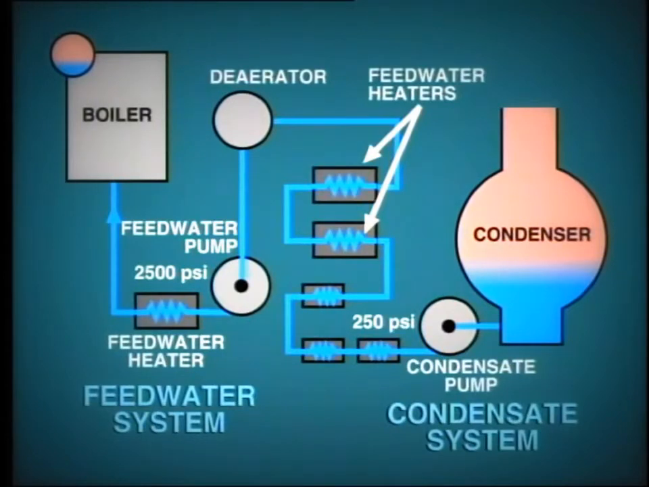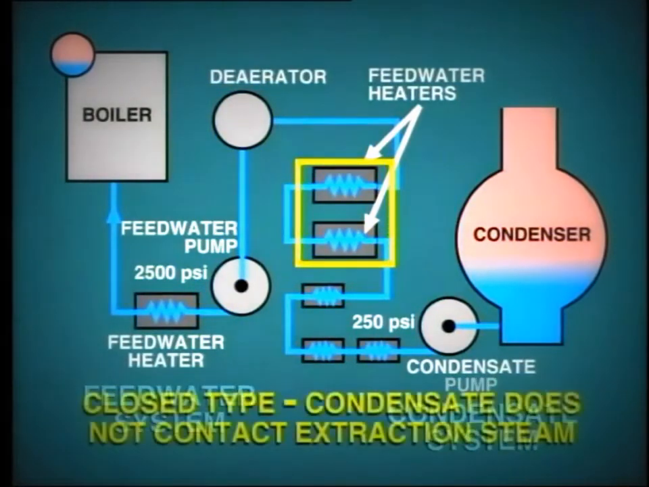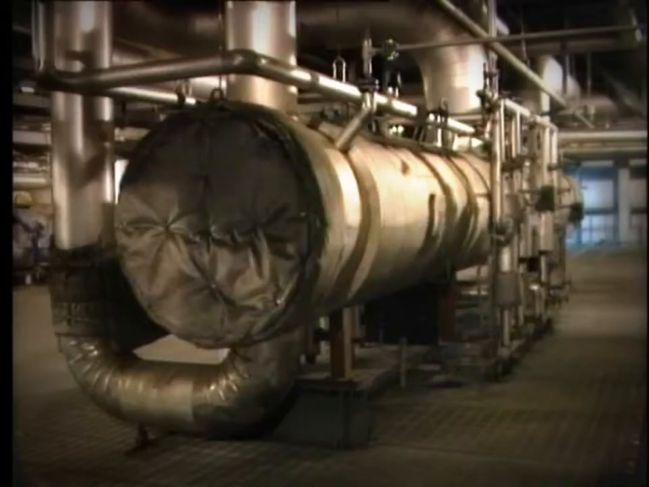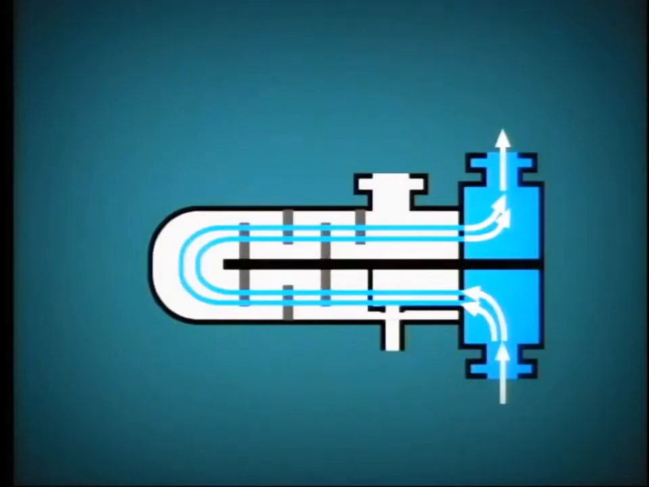There are 2 basic types of heat exchanger used in the feedwater system. That is, the closed type and open type. For example, the 2 low-pressure heaters shown here are of the closed type, meaning that the condensate passing through the heater does not come into contact with the extraction steam, which is providing the heat. Closed feedwater heaters may be constructed in the vertical position like this, or horizontally as shown here. In either case, the internal construction is similar. This type of heater is known as a tube and shell heater.